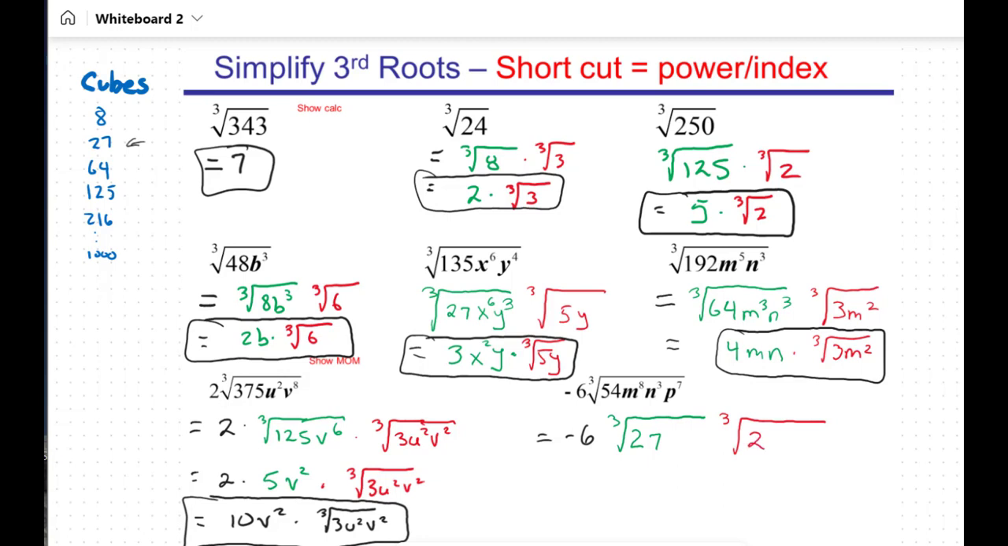Now the variables. We need to do the variables, and the variables we do slightly different. We do them by looking at the exponents. Cube roots can only undo multiples of 3. 3 has to go into the power, and 3 doesn't go into 8. So we're going to have to break down the m's. But we could break them down into m to the 6th power times m squared. That makes m to the 8th power.